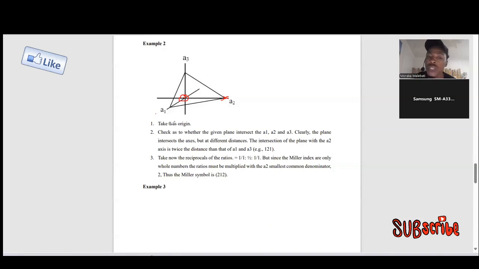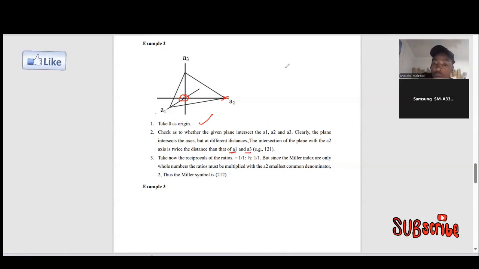That's why we're saying the first thing is you take 0 as the origin. We have already done that. Check whether the given plane intersects A1, A2, A3. Clearly, the plane intersects the axes, but at different distances. The intersection of the plane with A2 is twice the distance. Can you see A1 and A3?